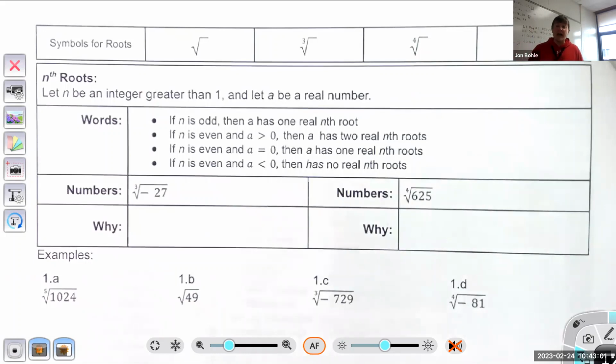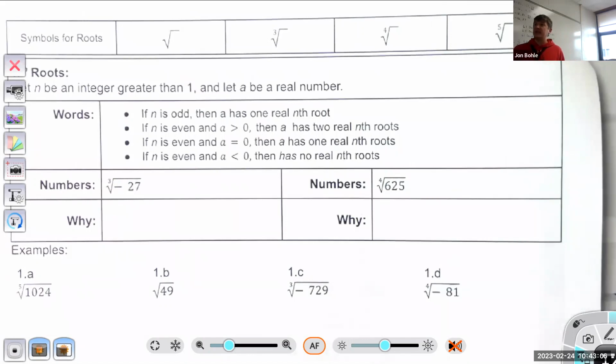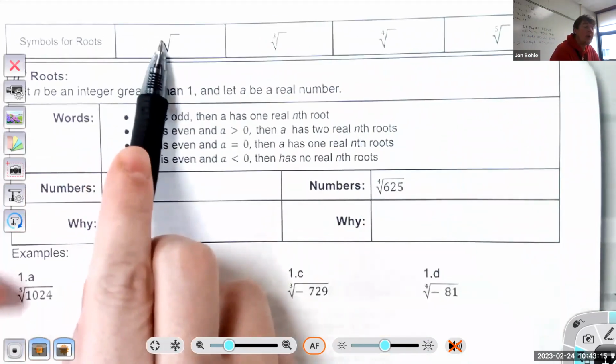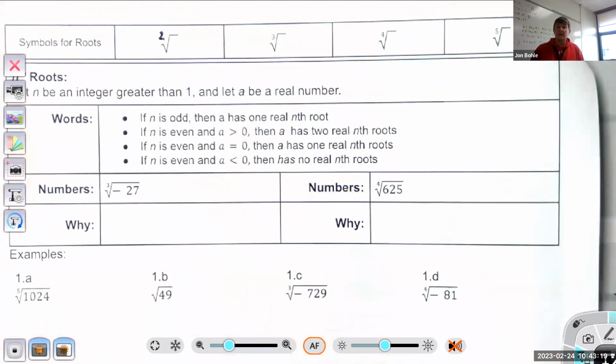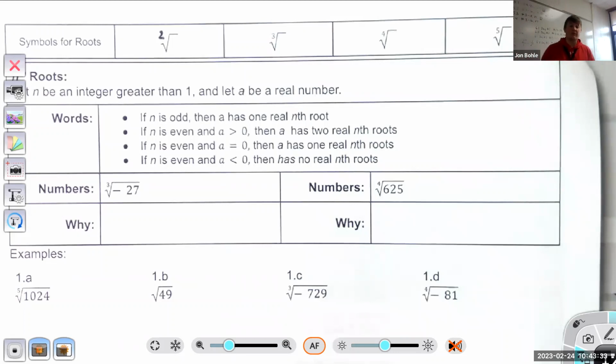At the top, I have the symbols for the roots. There are dedicated symbols to indicate that you're trying to find the square root, cube root, etc. This is cube root. This is fourth root. This is fifth root. Here, there's no number. Technically, that's the square root. Can you put a little 2 there if you want? Yes. Will you ever see it typed up like that? No. It will never be written like that. So if there's no number there, you need to understand that it's asking you for the square root of a number.